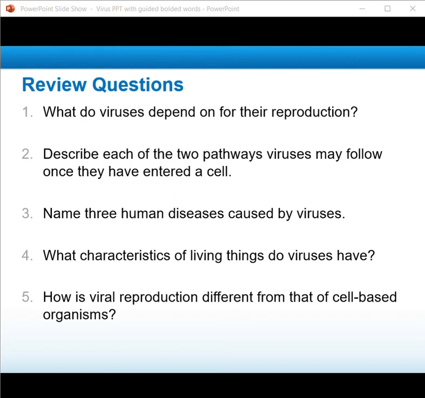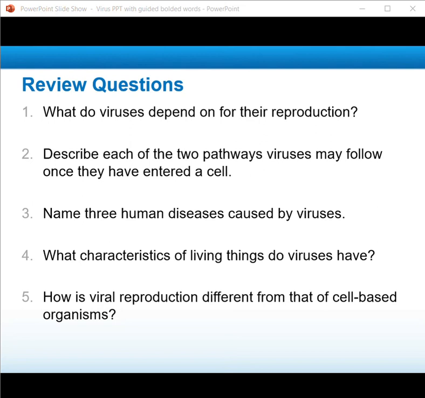So we talked about 2 different types of infections: a lytic infection and a lysogenic infection. Once a virus enters a cell, it causes one of those 2 types. In a lytic infection, a virus enters a cell, makes copies of itself, and causes the cell to burst. In a lysogenic infection, a virus integrates or embeds its DNA into the DNA of the host, and the viral genetic information replicates along with the host cell's DNA.